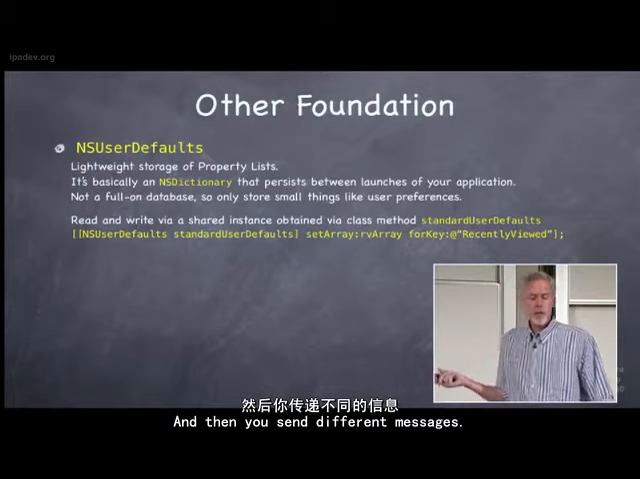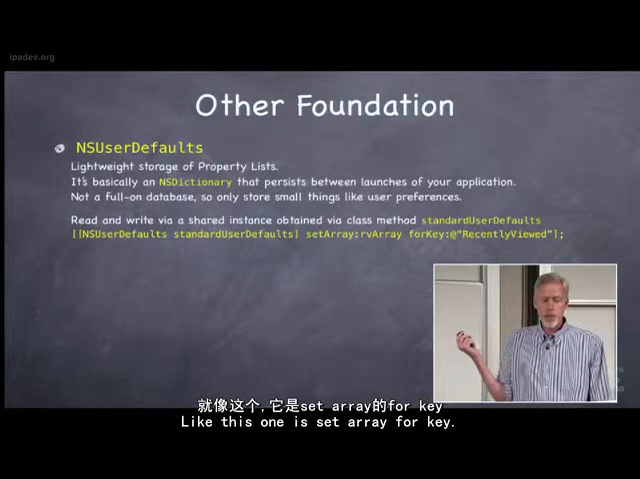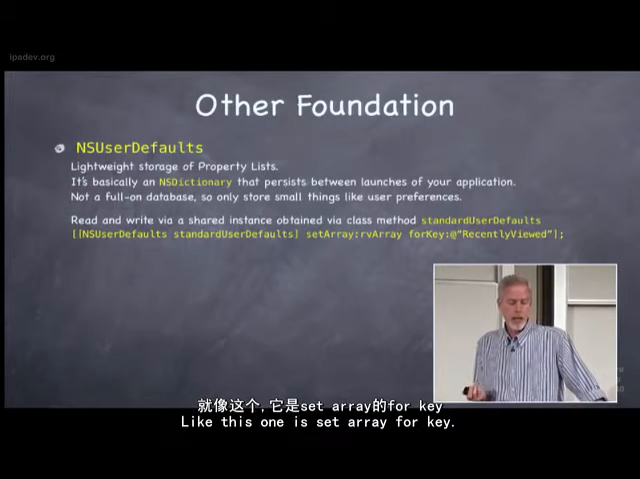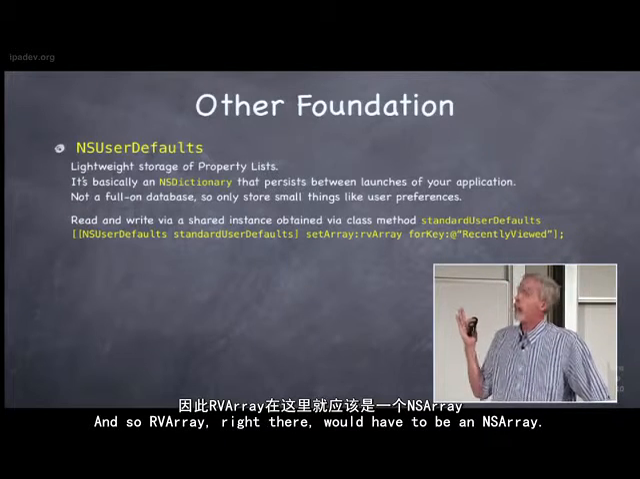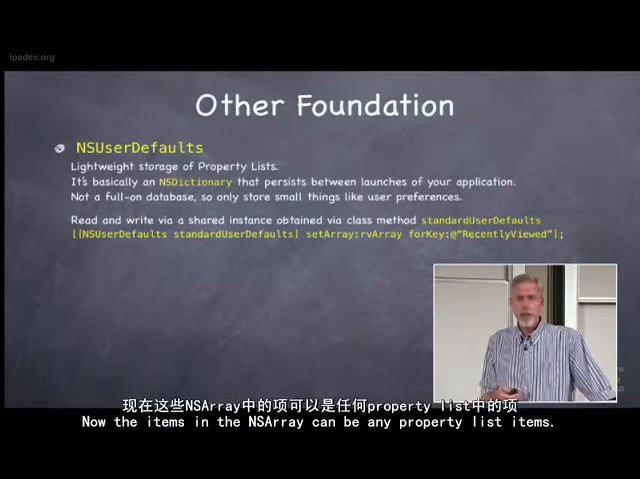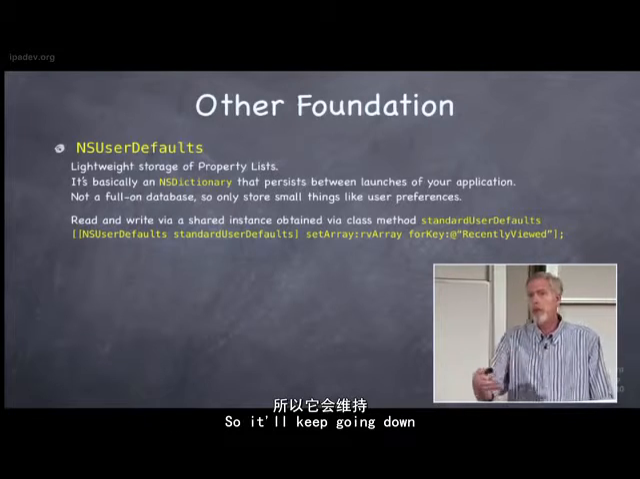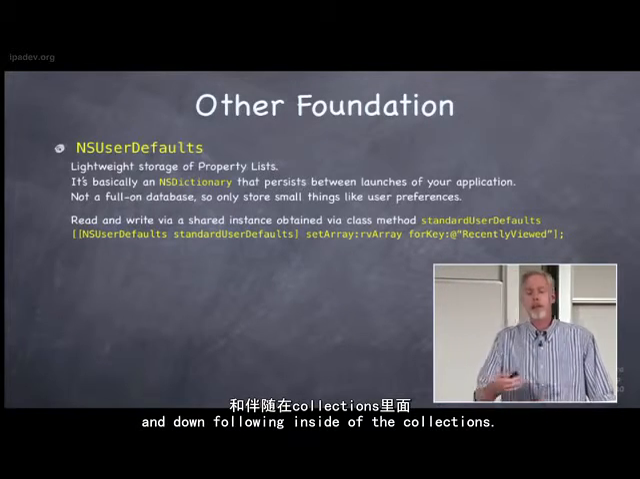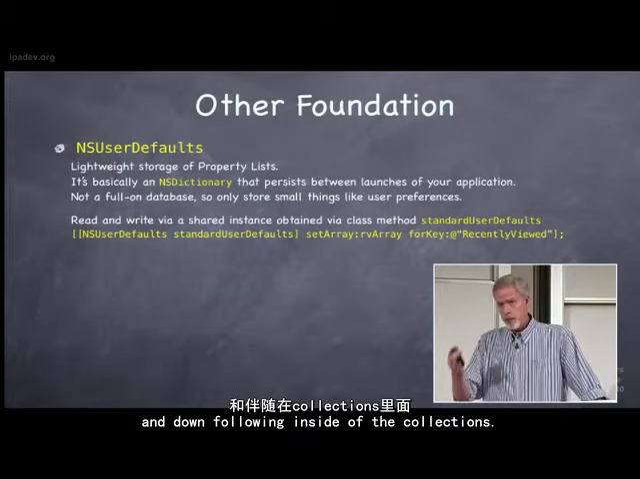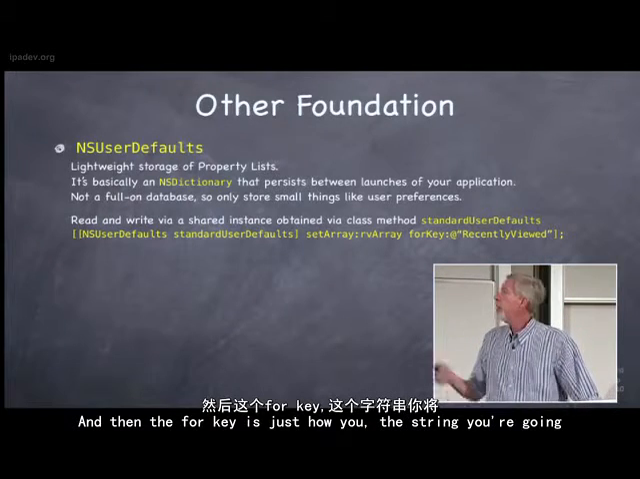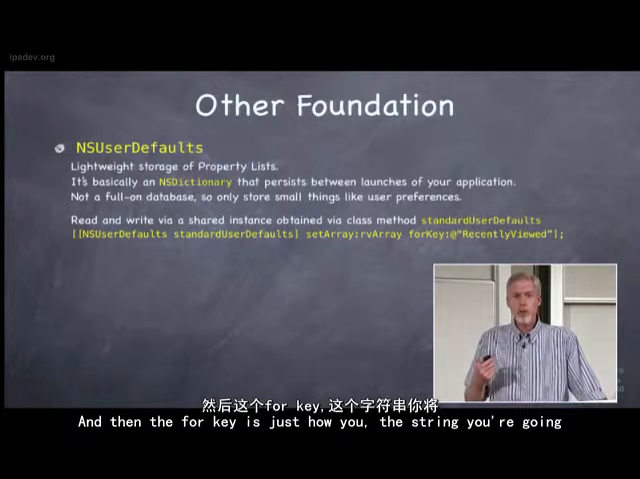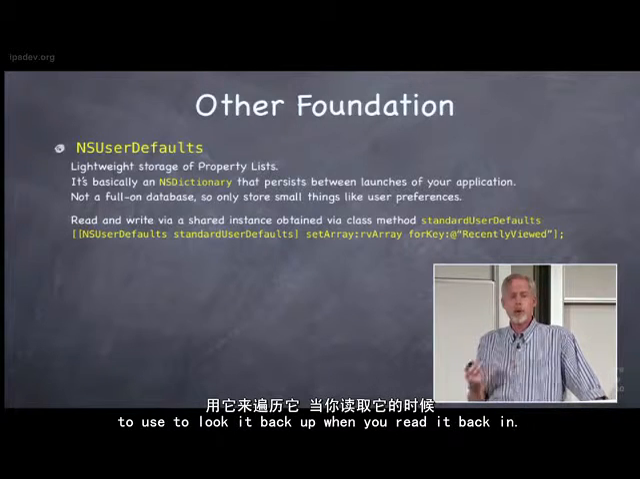And then you can send it different messages. Like this one is setArray:forKey:. And so the array right there would have to be an NSArray. Now, the items in the NSArray can be any property list items. So it'll keep going down and down, following inside of the collections. And then the forKey is just the string you're going to use to look it back up when you read it back in.